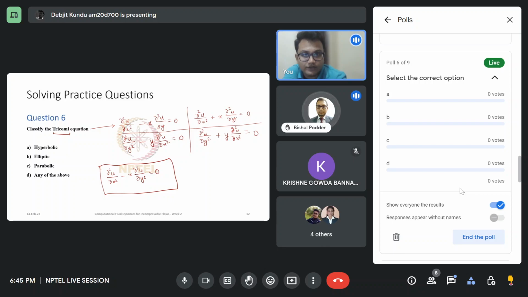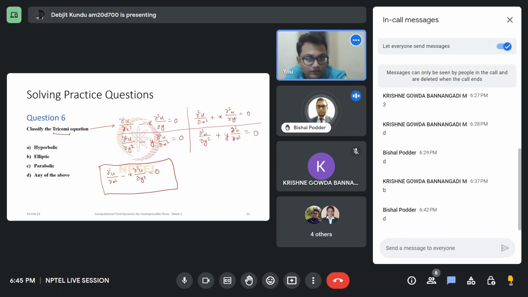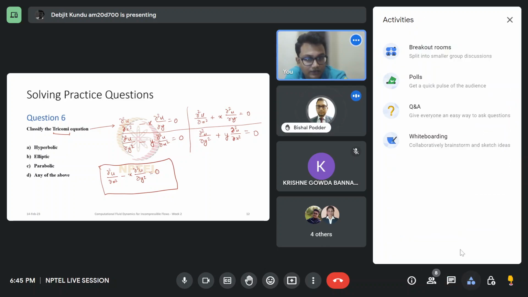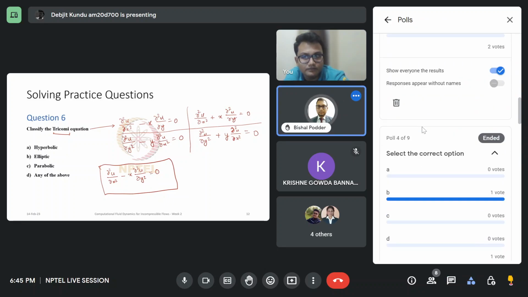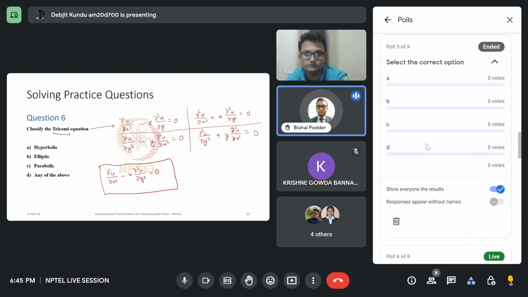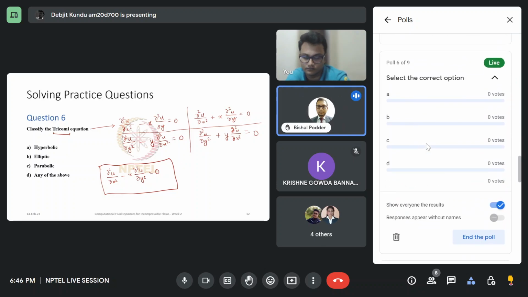Okay, we don't have any responses in the poll. In the chat box, someone is saying: a equal to 1, b equal to 0, and c equal to minus x, then we'll go for b square minus 4ac, which will be equal to 4x. Then if x equal to 0, b square minus 4ac is equal to 0, which is parabolic. If x equal to 1, it will be greater than 0, so it will be hyperbolic. And if x equal to minus 1, then it will be elliptic. Correct.